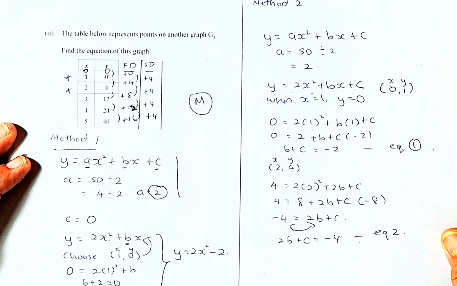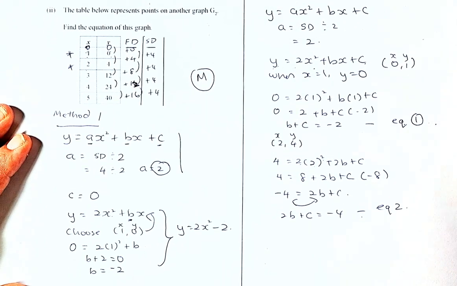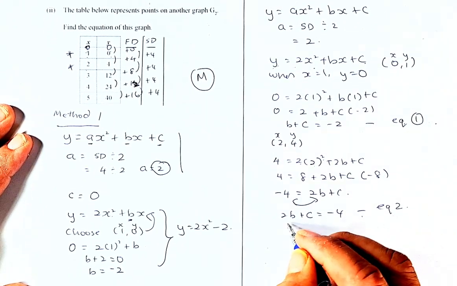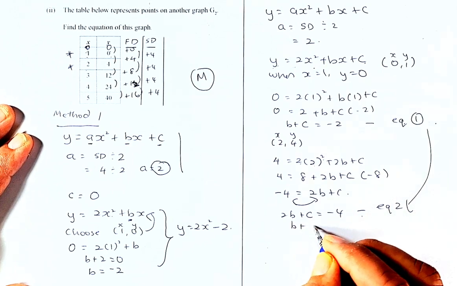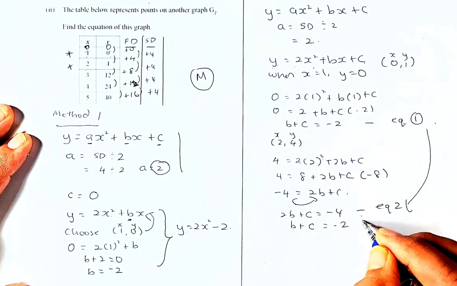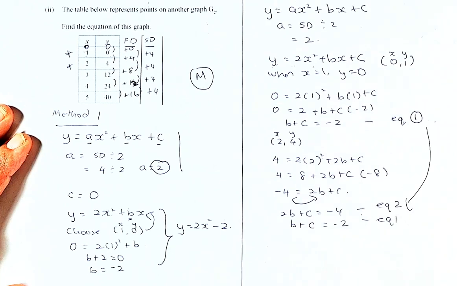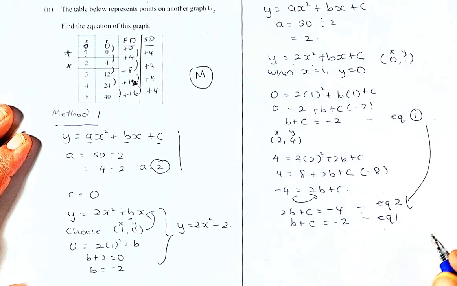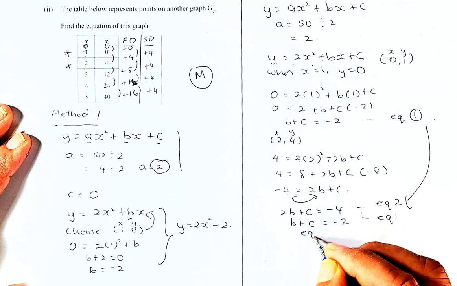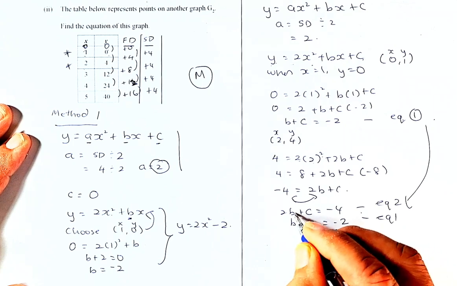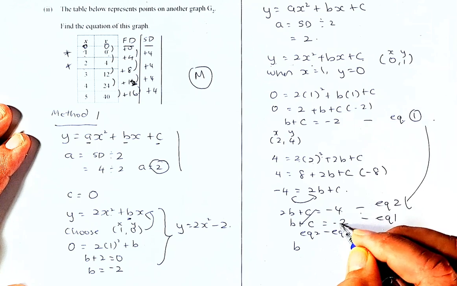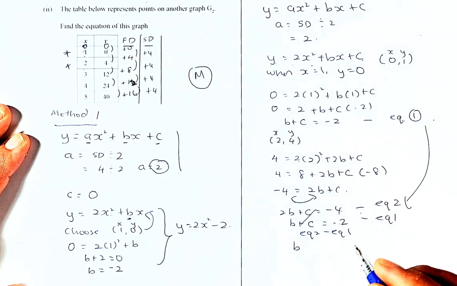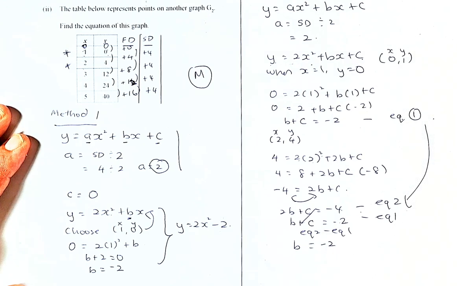We are going to solve for b and c. Okay, bring it up a bit. So now this is equation 2, and then we're going to put equation 1 down here. So it's going to be b plus c equals -2. That is equation 1. Okay, so now to solve for b and c, what we're going to do is equation 2 minus equation 1. So 2b minus b will give you b. C minus c will cancel out. -4 minus -2 is -4 plus 2. So b is -2.